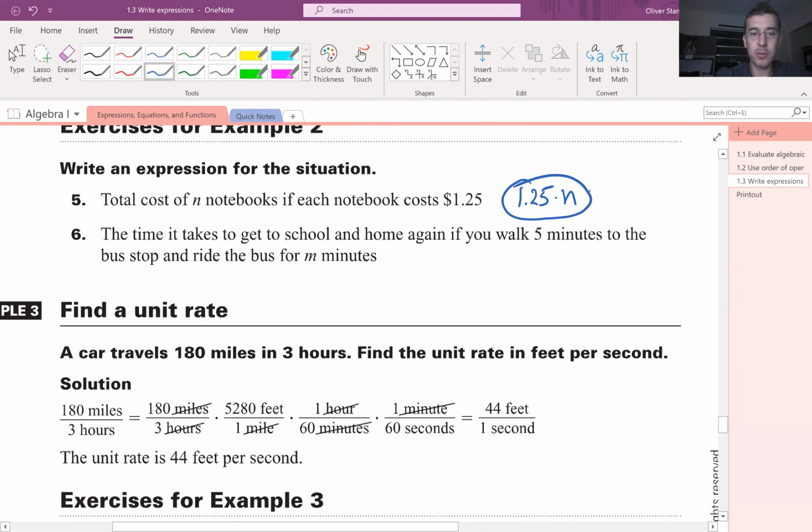Number 6, the time it takes to get to school and home again if you walk 5 minutes to the bus stop and ride the bus for m minutes. So this is home, this is school, this is the bus stop. The time it takes to get from home to school is 5 plus m, and then the time it takes back is the same amount, so that is 2 times that. So that's the expression, okay?